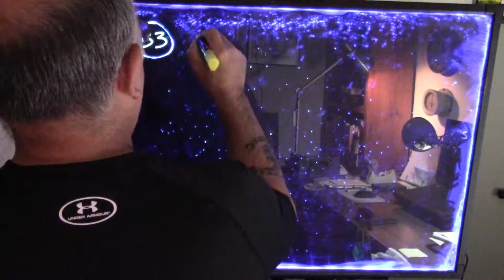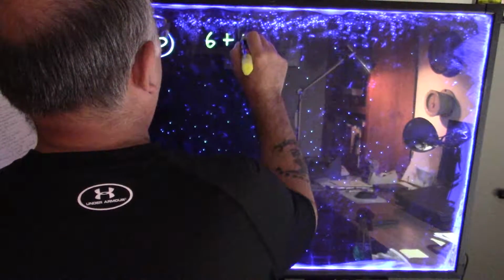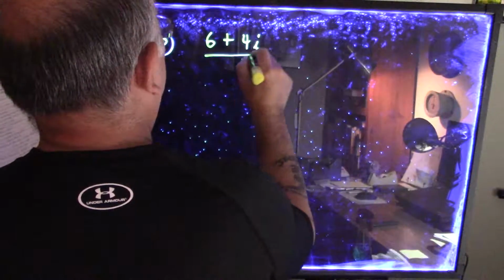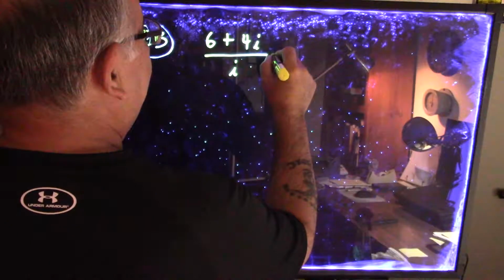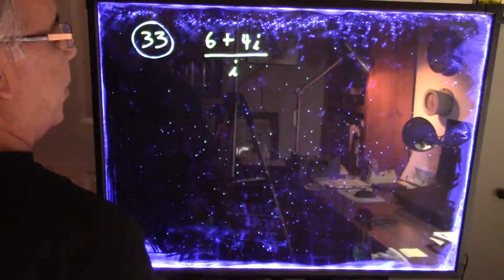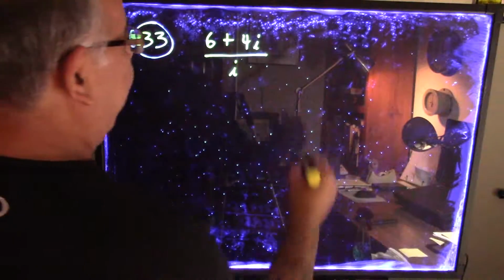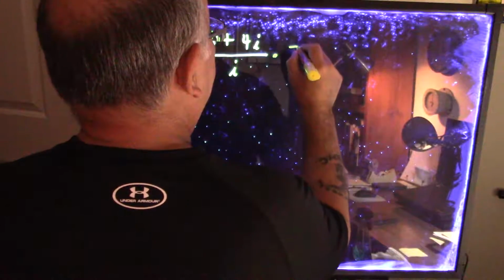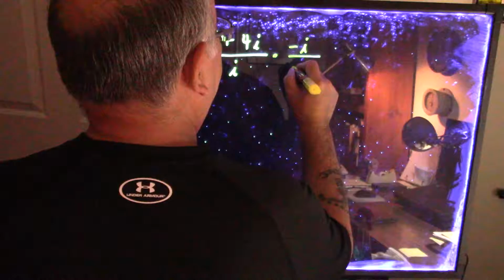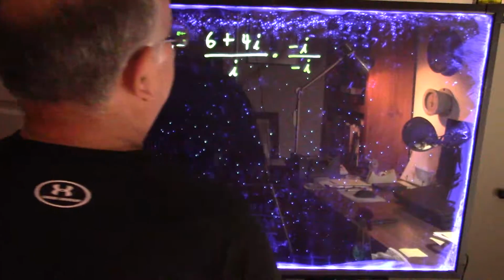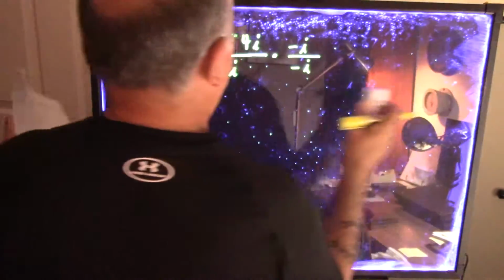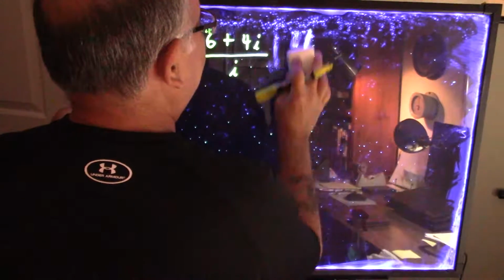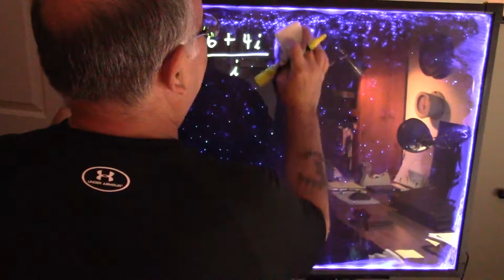Number 33, we have 6 plus 4i over i. What you do first is you multiply by the conjugate of 0 plus i, which is 0 minus i, or just minus i. Alright, minus i over minus i. Multiply top and bottom by minus i. Oh, I suppose I should put an equal sign and then do it right, huh? This is kind of sloppy here.